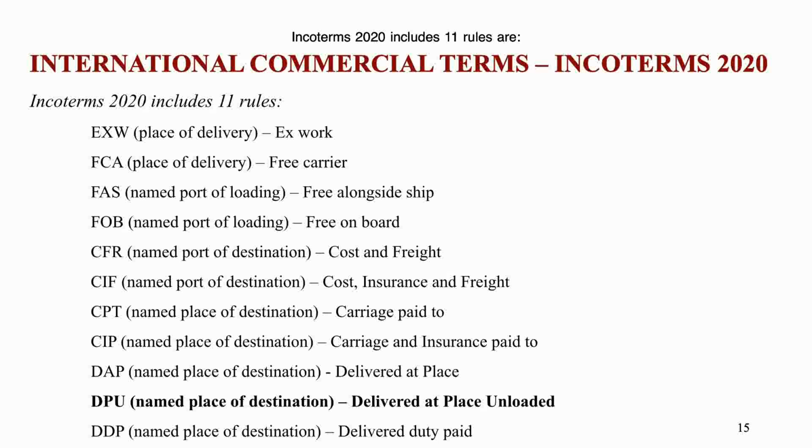Incoterms 2020 includes 11 rules: EXW, Ex Works; FCA, Free Carrier; FAS, Free Alongside Ship; FOB, Free On Board; CFR, Cost and Freight; CIF, Cost, Insurance and Freight; CPT, Carriage Paid To; CIP, Carriage and Insurance Paid To; DAP, Delivered at Place; DPU, Delivered at Place Unloaded; DDP, Delivered Duty Paid. In such 11 rules, the DPU term replaced the old DAT term in Incoterms 2010.